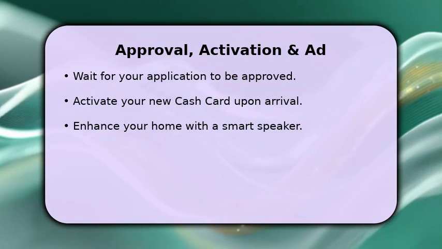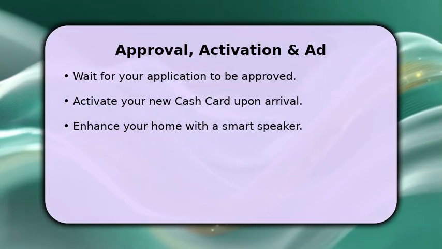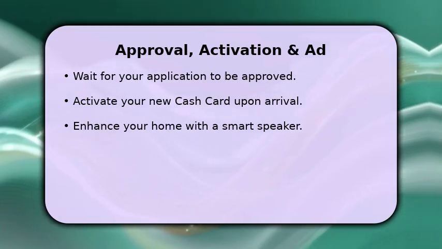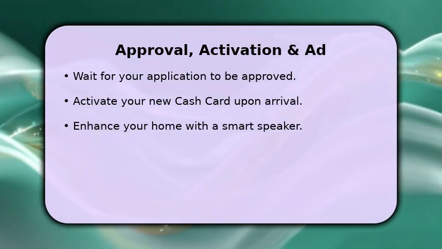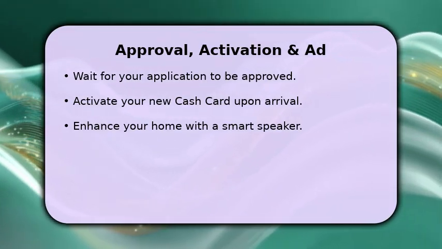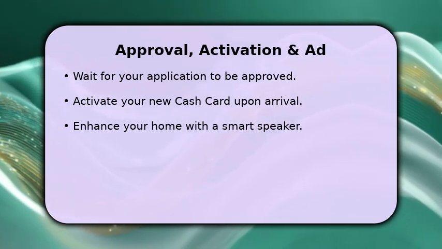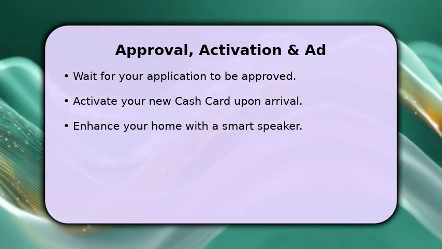After submitting, you'll need to wait for Robinhood to approve your application. This usually takes a short time. Once approved, your new cash card will be mailed to you. When it arrives, follow the instructions to activate it and start using it right away.